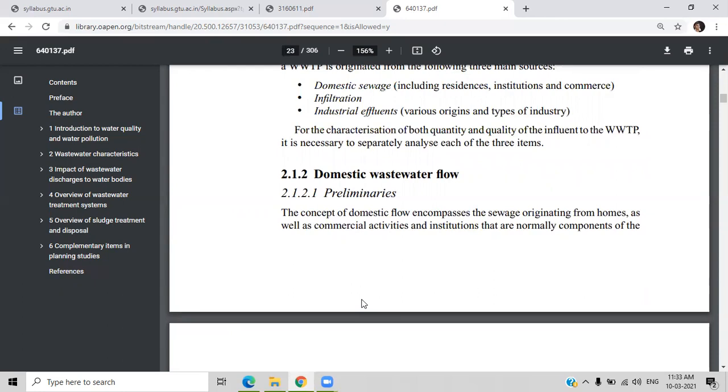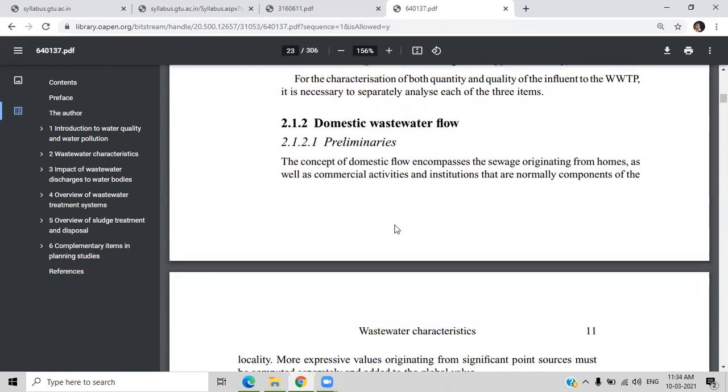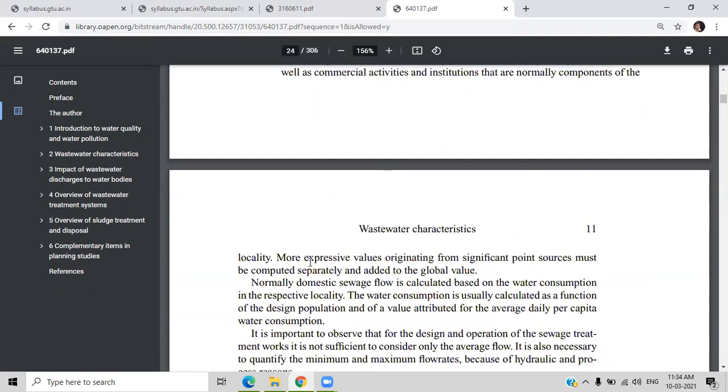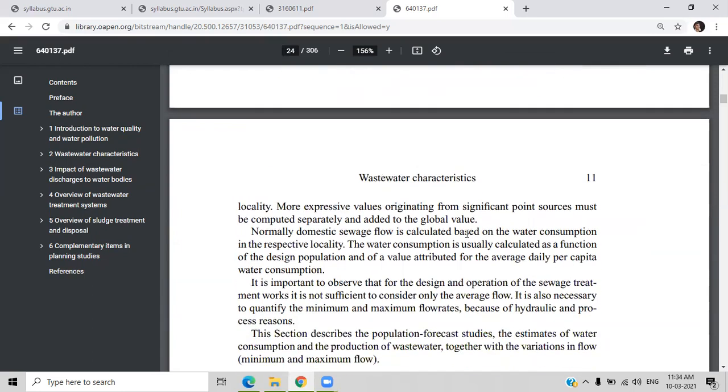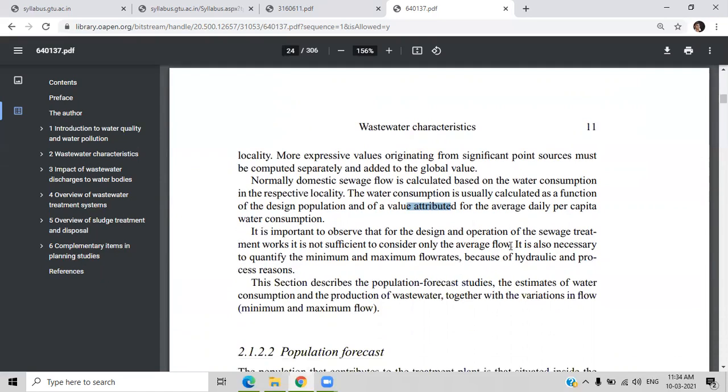Okay, so we're starting the domestic wastewater flow. The preliminaries: the concept of domestic flow encompasses the sewage originating from homes as well as the commercial activities and institutions that are normally components of the locality. More expressive values originating from significant point sources must be computed separately and added to the global value. Normally, domestic sewage flow is calculated based on the water consumption in the respective locality. The water consumption is usually calculated as a function of the design population and of a value attributed for the average daily per capita water consumption.